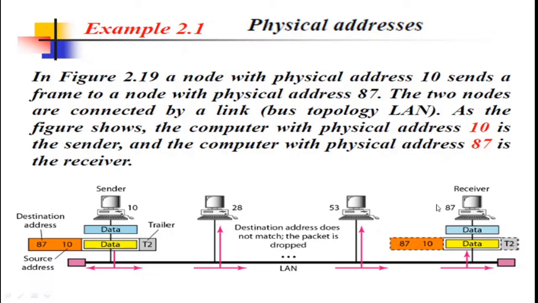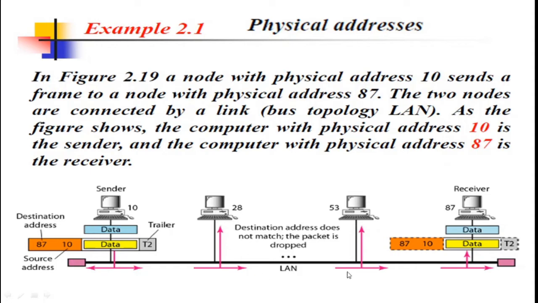Connected through bus topology, and the destination is 87. So when the data is passed on from the upper layers and it is being received by the data link layer, it forms the frame with the destination address as 87 and the source physical address as 10, and the trailer is added for error correction.